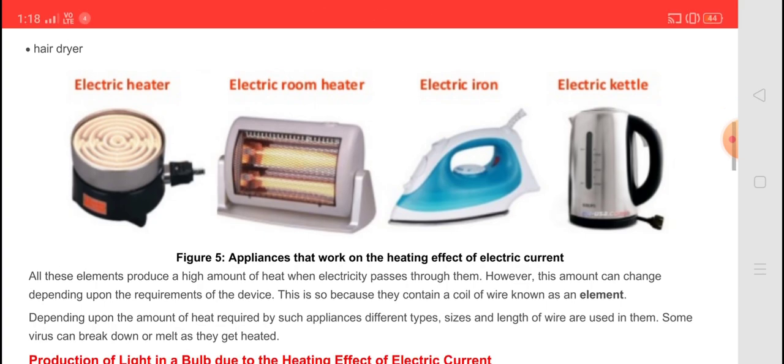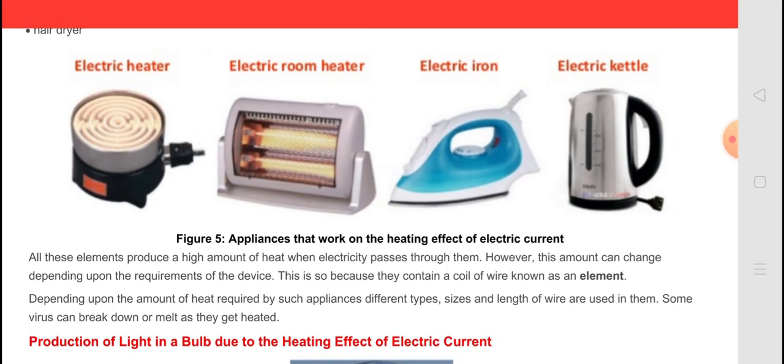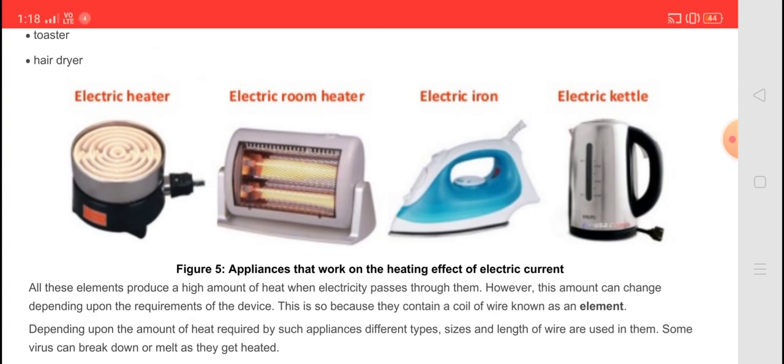So these are the different appliances that work on the basis of the heating effect of electric current. All these elements produce a high amount of heat when electricity is passed through them. However, this amount can change depending upon the requirement of the device. This is because they contain a coil of wire known as the element, and depending upon the amount of heat required by the appliance, different types, sizes and lengths of wire are used in them. Some wires can break down or melt as they get heated.